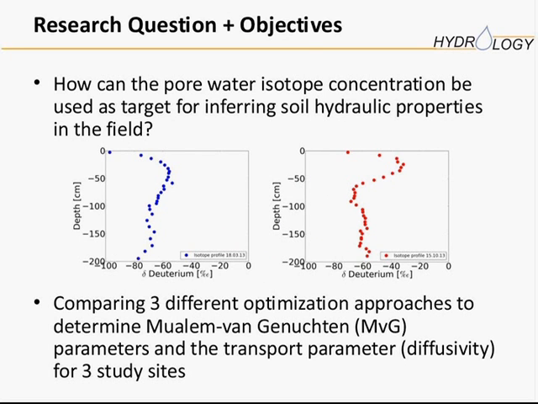Good. So the research question of the study was, how can the pore water isotope concentration be used as targets for inferring soil hydraulic properties in the field? And we wanted to compare 3 different optimization approaches to determine the Mualem-van Genuchten parameters and a transport parameter, in this case a diffusivity parameter, from 3 different study sites.